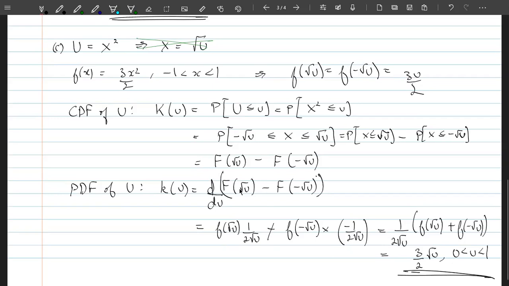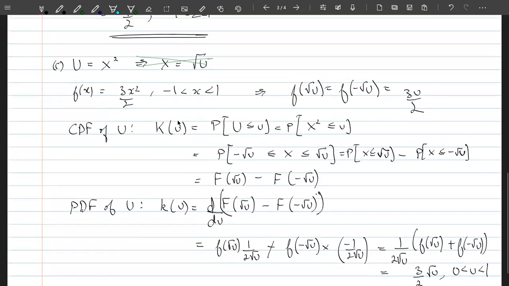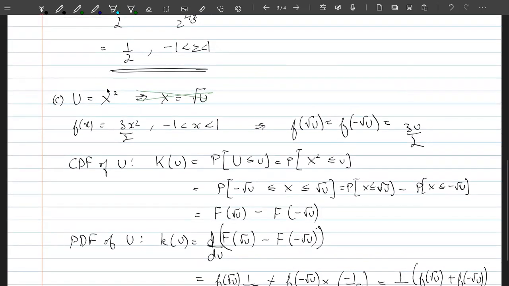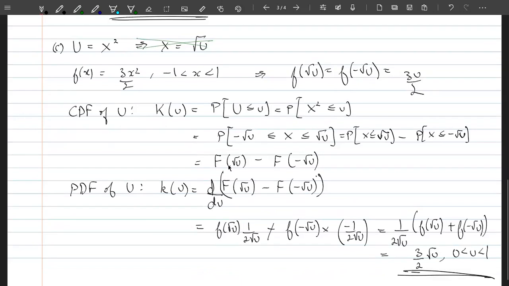Here we have to first get the CDF involved in this way, right? We start with the CDF of u, but that turns out to be f of square root of u minus f of minus square root of u. So you can see that we have not used any particular property of x here. This is always going to happen. If u is equal to x square, this will always happen.